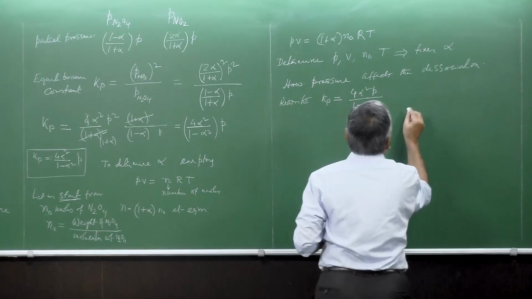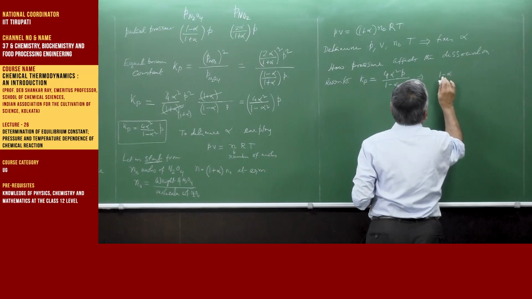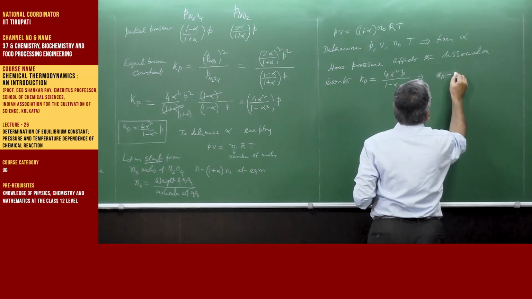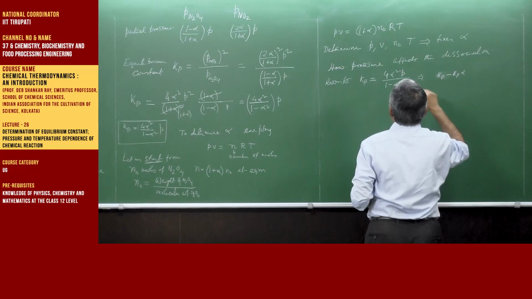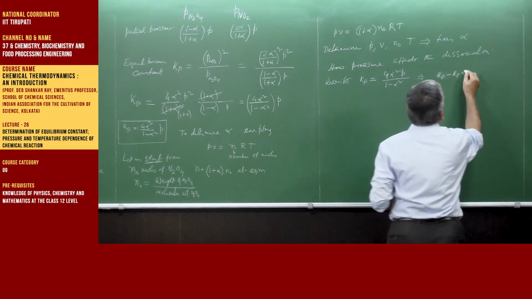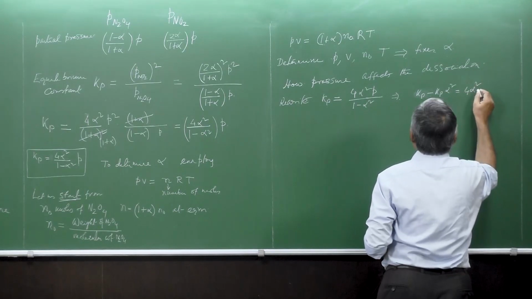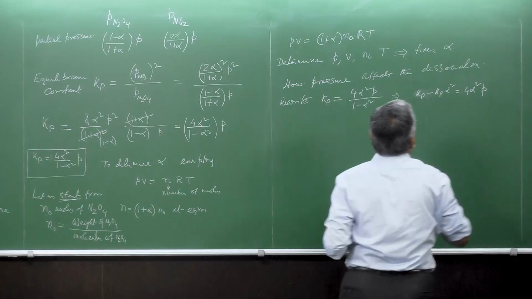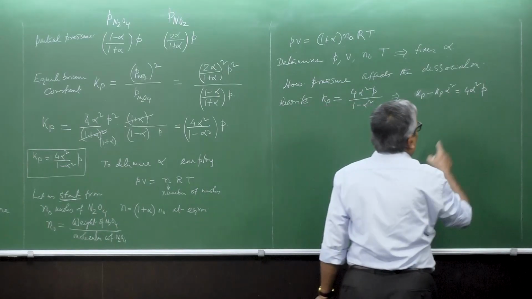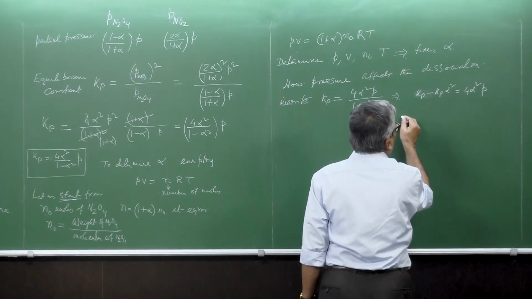This means I have 1 minus alpha, or this is Kp minus Kp alpha square, and that is equal to 4 alpha square P. So that means if I determine my alpha, I can write this alpha in terms of Kp.